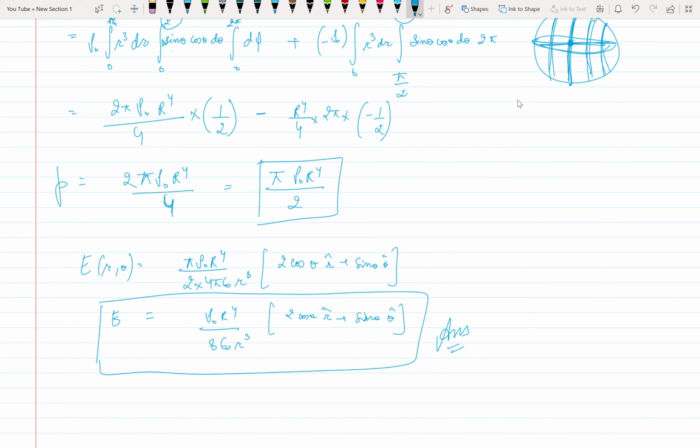So this is the final answer, and we need to find the electric field at a really large distance from the sphere. So that's all for this video.